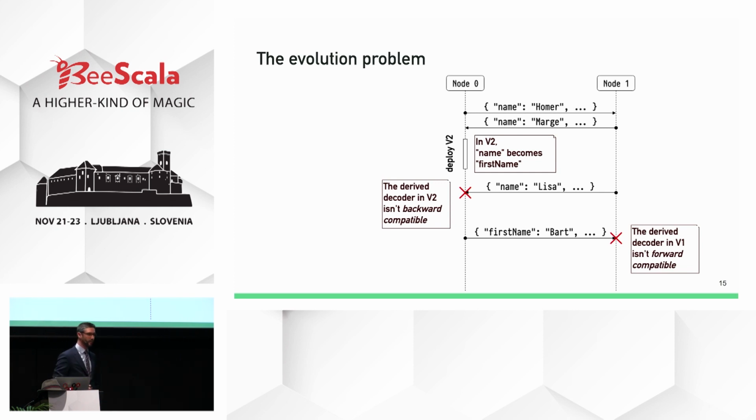And of course, the other way around is true. The new node will send messages with first name, and the old node is not able to understand that because it's not forward compatible with the new version. So that's the evolution problem.